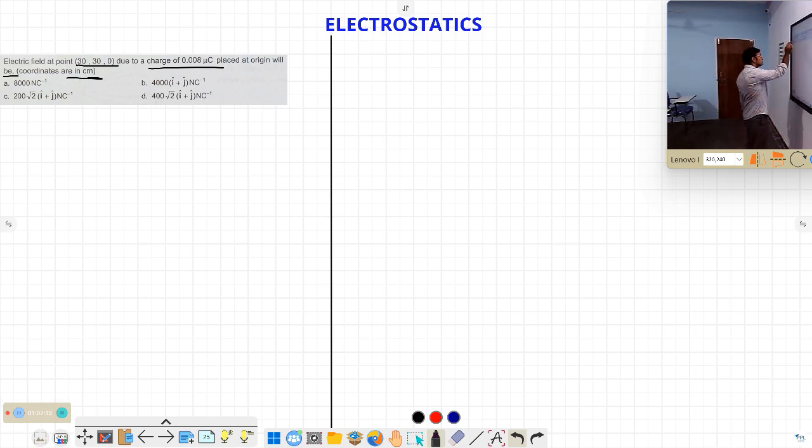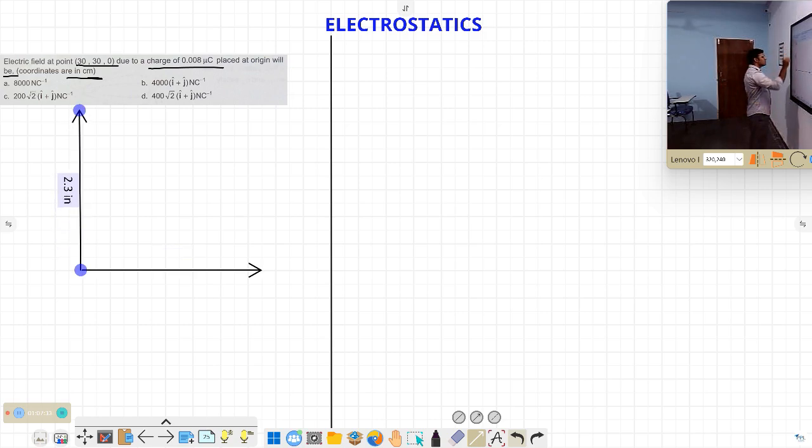They gave options in terms of i plus j, like that, which means they are given in the component method. For that, first you take the coordinate system and try to understand how the charges are arranged. This is the x-axis and this is the y-axis, and in this case we have the point at 30 comma 30. Suppose I take this one as 30 and here also 30, then this is the common point of that 30.